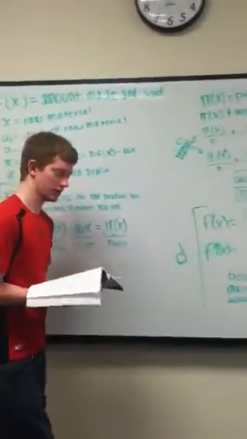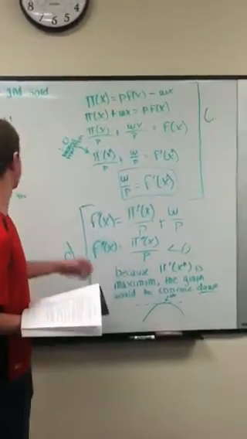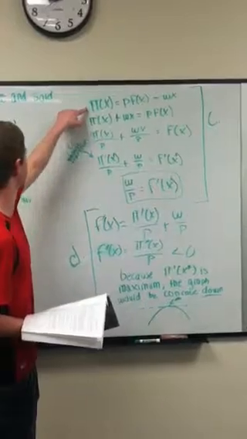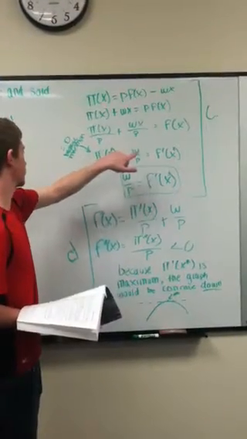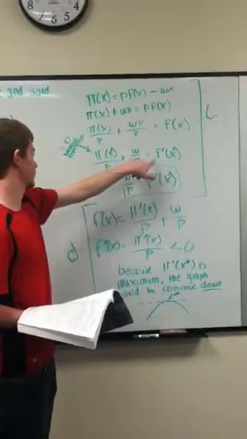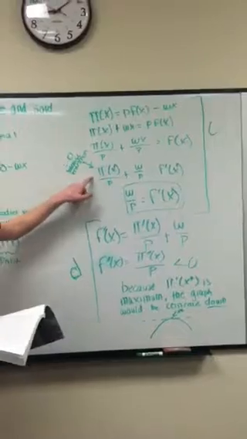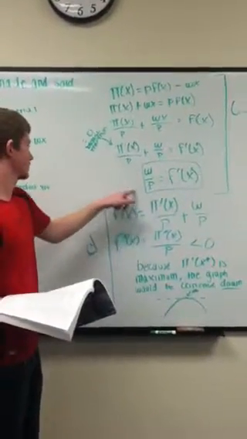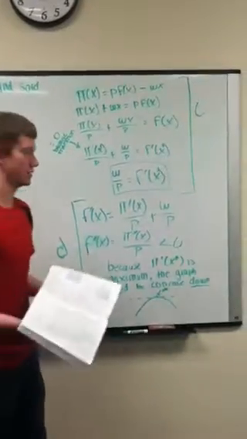For C, evaluate f prime of x star, where you take the profit formula and get f of x by itself, and then take the derivative at x star. You know this is your maximum, so it equals 0. So your f prime of x star would be w divided by p.